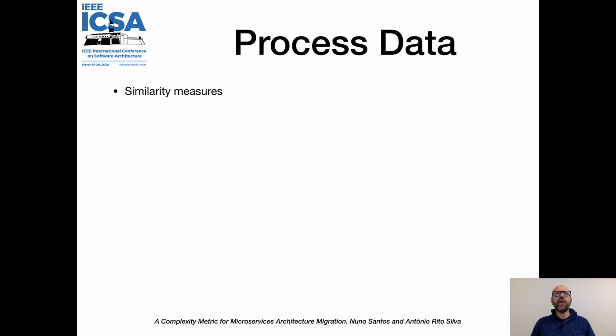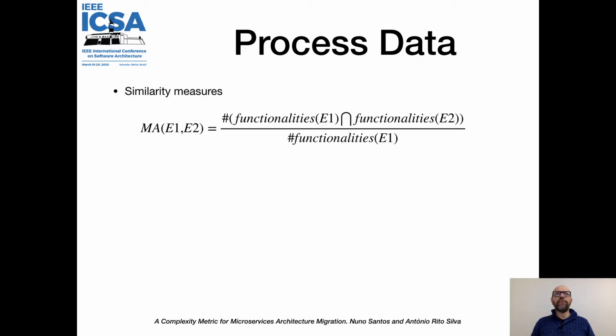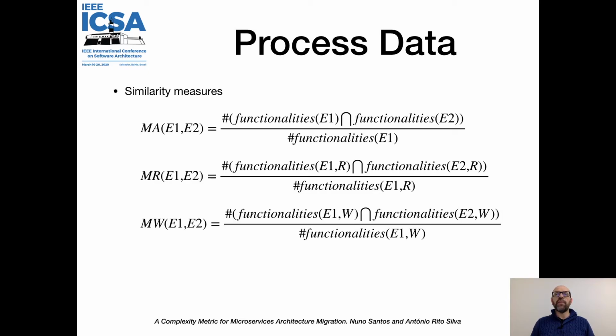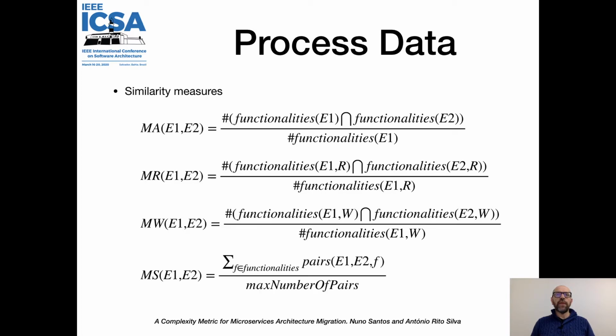Okay. So the similarity measures we applied: we defined the distance between two domain entities, so E1 and E2. If it is only in terms of access, we say that they are closer if these entities are accessed by the same functionalities. In terms of reads, we say that two domain entities are closer if they are read by the same functionalities. And in terms of write, the same applies for writes. And in terms of sequence, we say that two domain entities are closer if for all the existing functionalities they appear in pairs, though they appear next to each other in the sequence of invocations associated with the functionality.